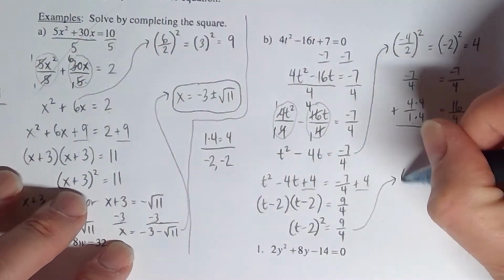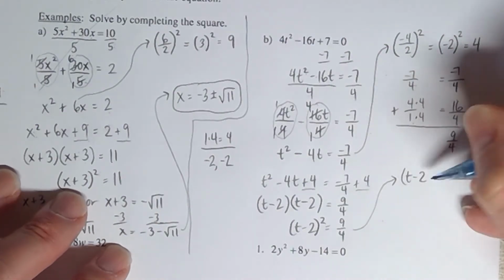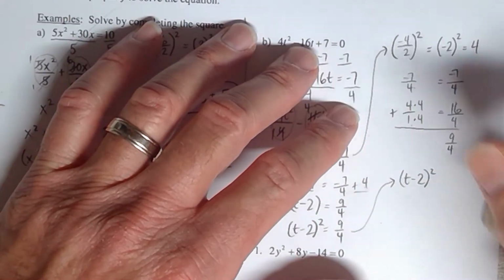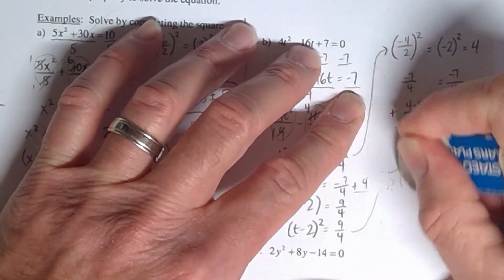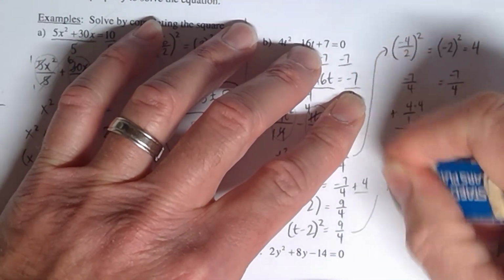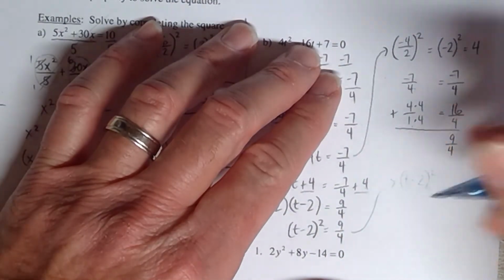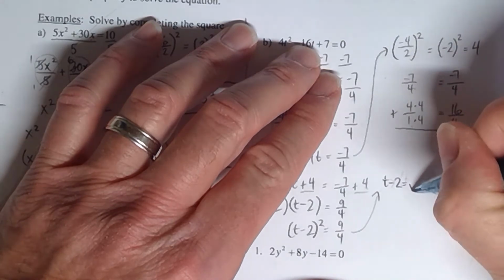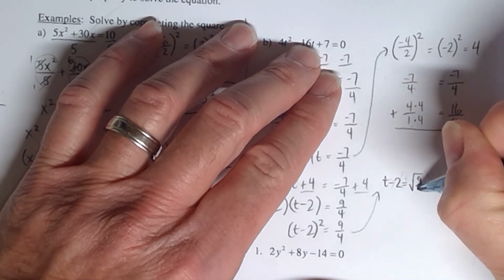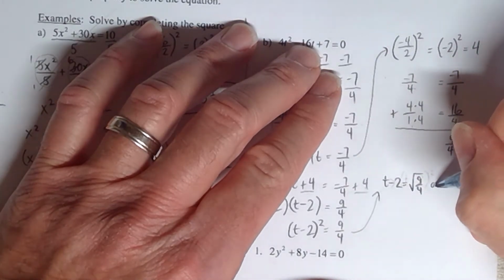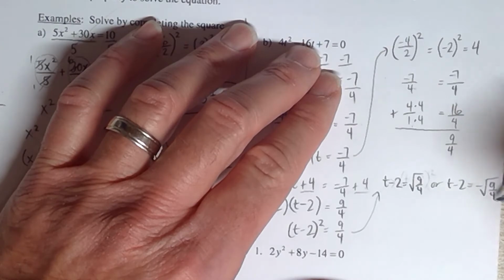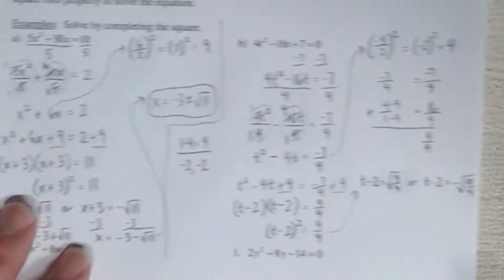So that's going to be what? It's going to be t minus 2 square, I'm sorry. The square goes away when you do that, right? When you do the double square root, the square goes away. Excuse me there. So we get what? We get t minus 2 is equal to the square root of 9/4, or t minus 2 is equal to negative square root of 9/4. Okay.